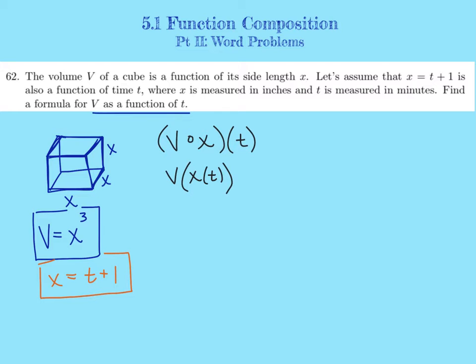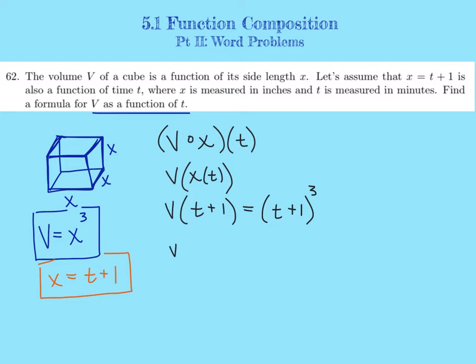So the first thing that we're going to do is replace x of t with what it is. It is t plus 1. And then we're going to plug that into our volume formula. The volume formula says that any input ends up getting cubed. Note that we could have written this volume formula as v of x if we wanted to. So v of t plus 1 means that we are taking t plus 1 and cubing it.